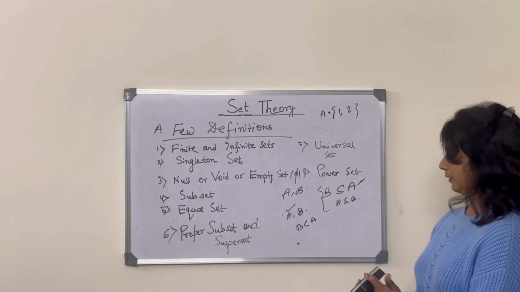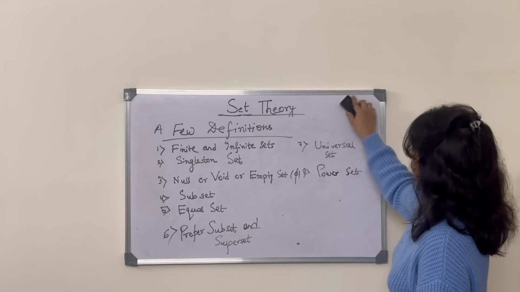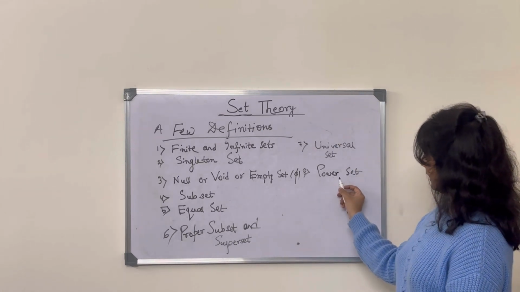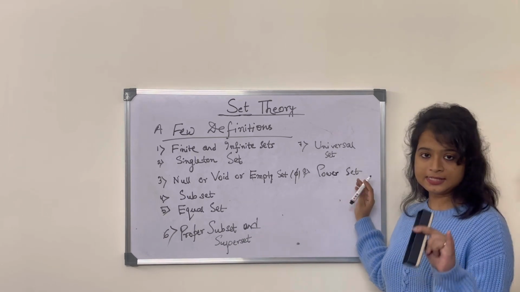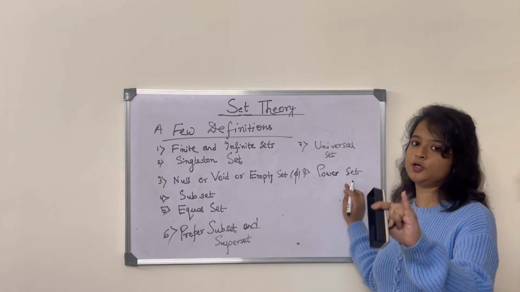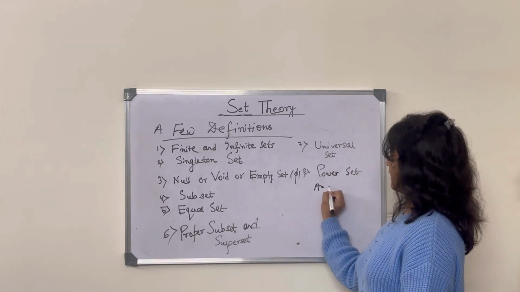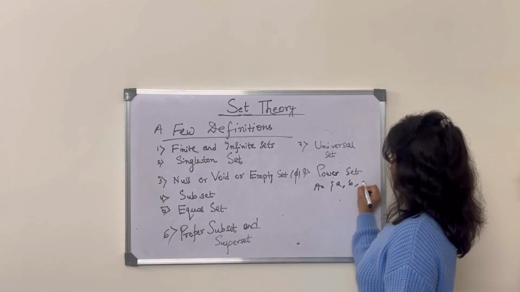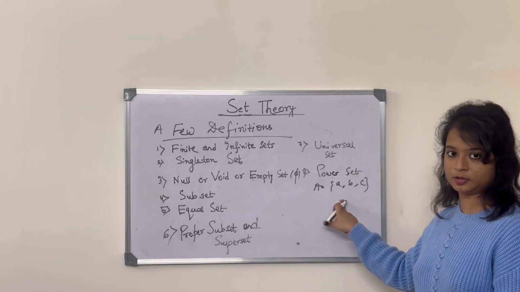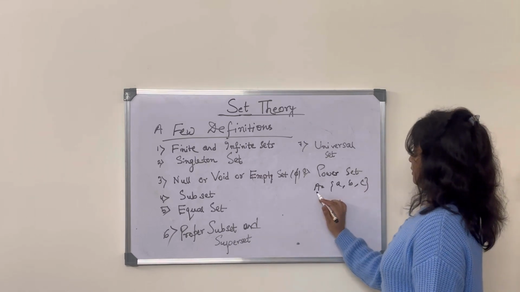Power set. Okay. If every element of a set is a subset of a specific set, then this set is said to be the power set of that set. For example, if I have a set A = {a, b, c}. What kind of method is this? This is the tabular method. I am representing this set by the tabular method. So, what is the power set?